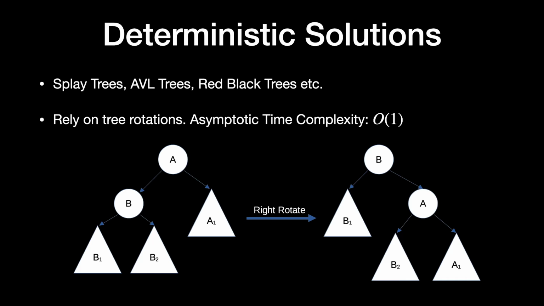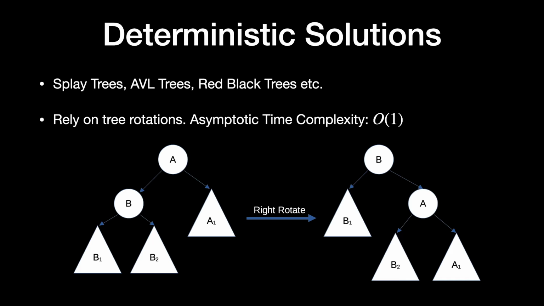There are two types of tree rotations, right rotate and left rotate. I've drawn an example of right rotate. If you perform right rotate about node A on the first tree, you get the second tree. And if you perform left rotate on the second tree about B, you get the first tree. So this is how rotations work, and this is what is used by many data structures to balance the binary search trees.